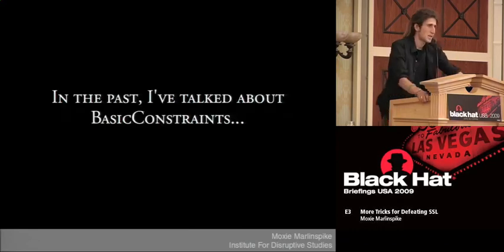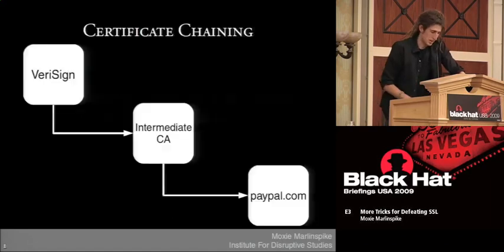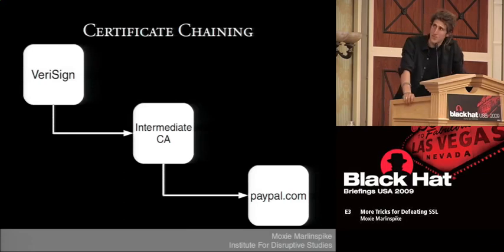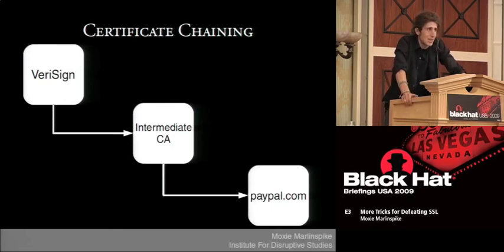So in the past, I've talked about basic constraints. This is a trick from a while ago, and it starts with certificate chaining. The idea is this. Most people think about certificates in terms of coming in pairs, right? Site certificates, and then CA certificates. The site certificate for whatever entity is identifying itself, and then a certificate authority that has its own certificate which signs that. But sometimes the picture is a little bit more complicated. You have these certificate chains.